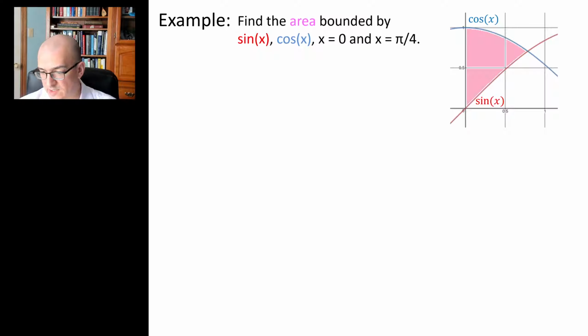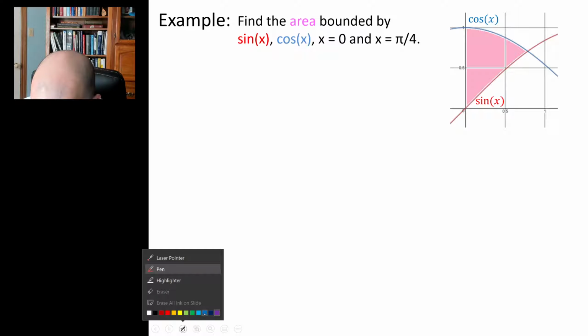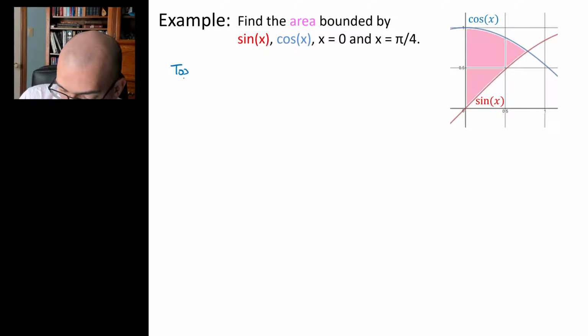So here's a straightforward example. The picture's given. The bounds are given. You're asked to find the area between the curves. So based on the picture, the top is equal to the cosine of x. The bottom is equal to the sine of x.